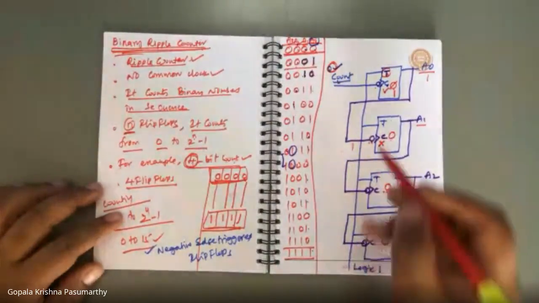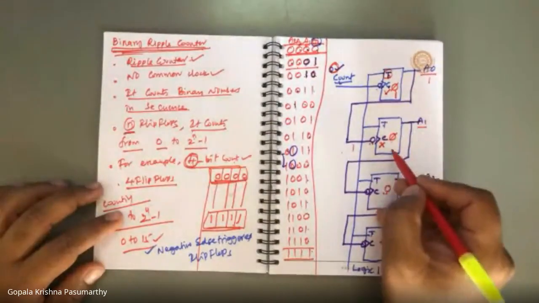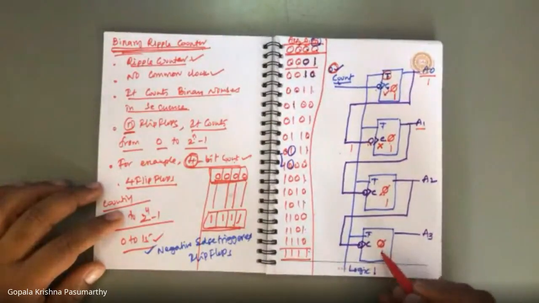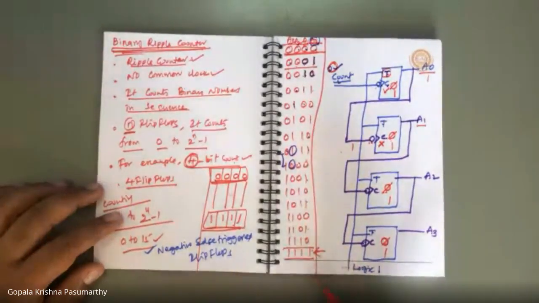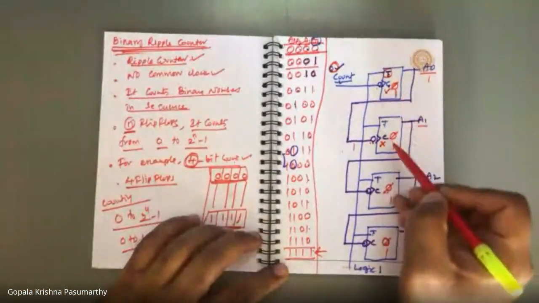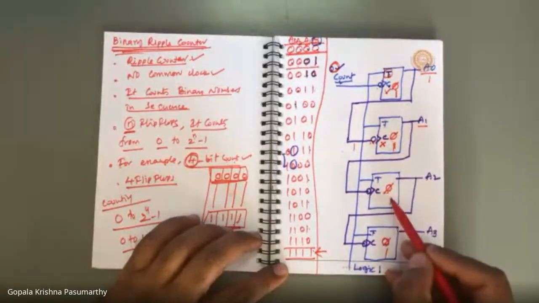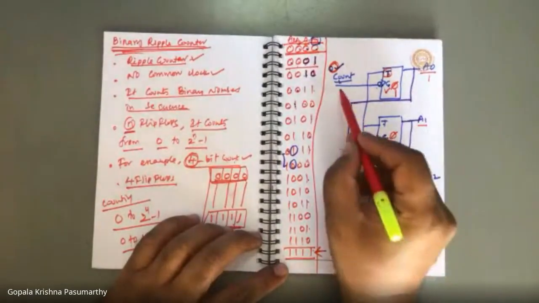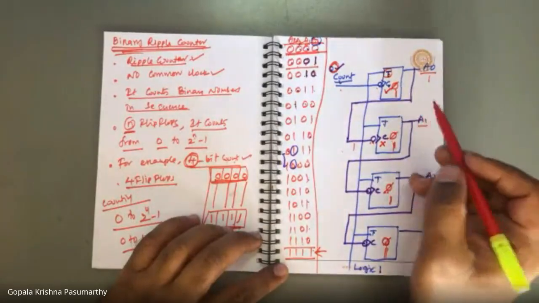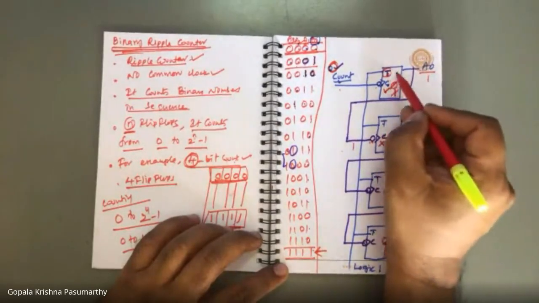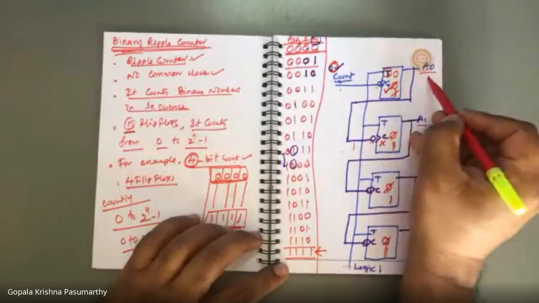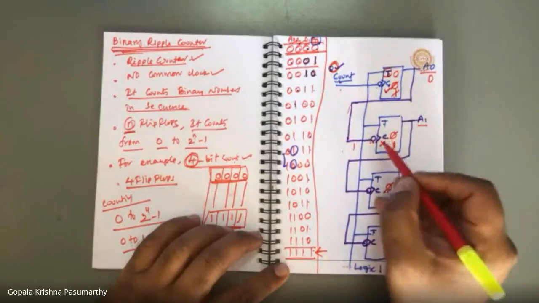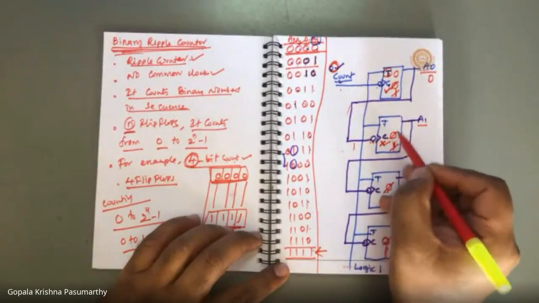Understand? Let us take one more example. Suppose the last state is 1, 1, 1, 1, all my flip-flops presently have 1s in them. Now you make count 0. Since the complement of 0 is 1, this clock is active, and this flip-flop complements from 1 to 0. A0 goes from 1 to 0, so the next clock becomes active and this 1 becomes 0.